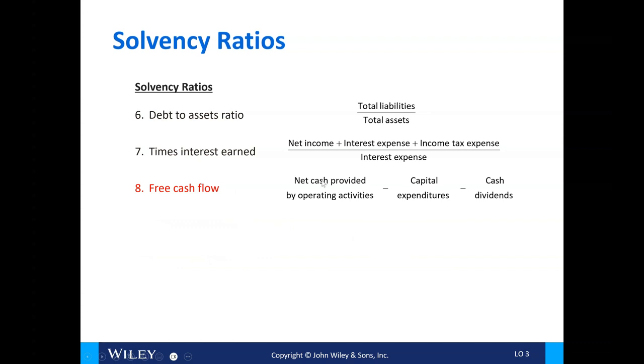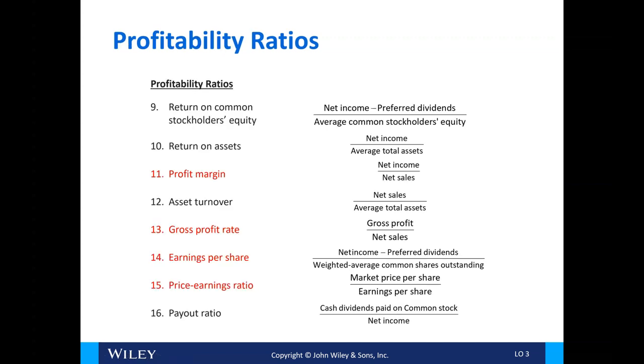Free cash flow, again, is net cash provided by operating activities minus capital expenditures minus cash dividends. That is a very good indication of the health of a company. And profitability ratios, you have to know these: profit margin is net income divided by net sales. Gross profit margin is gross profit divided by net sales. Earnings per share is net income minus preferred dividends divided by weighted average common shares outstanding. Price earnings ratio is just the market price per share divided by the earnings per share.